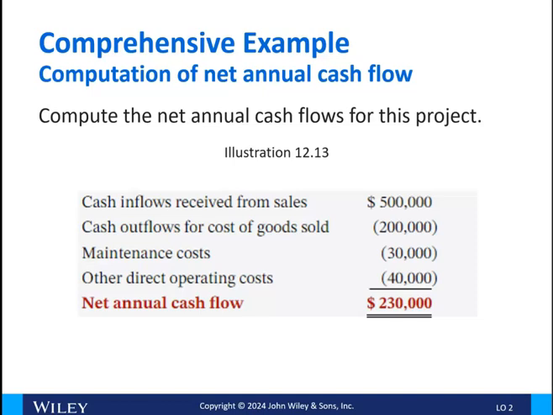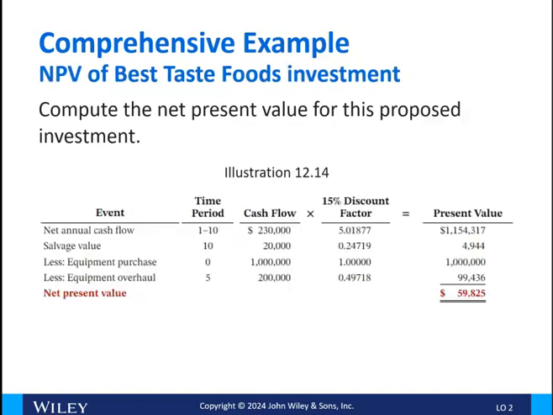If we take the next step and compute the net present value, here's what that will look like. So net annual cash flows for 10 years, it's $230,000. Our discount factor of 15% is that 5.01877. So we get $1,154,317. Salvage value is $20,000 in 10 years. We discount that back to today's dollars. So we'll look up 15%, 10 years for our present value of a dollar, not the present value of an annuity. That first factor is an annuity.